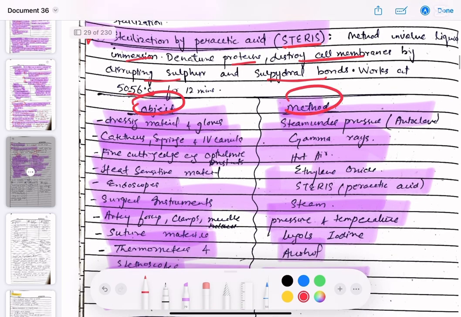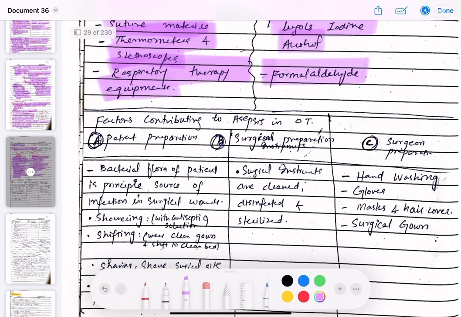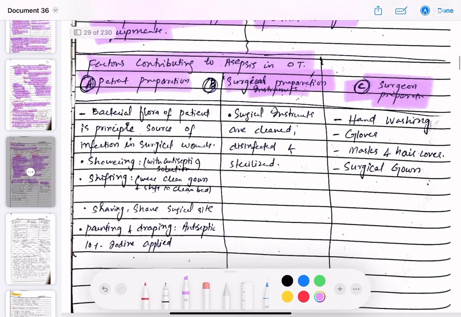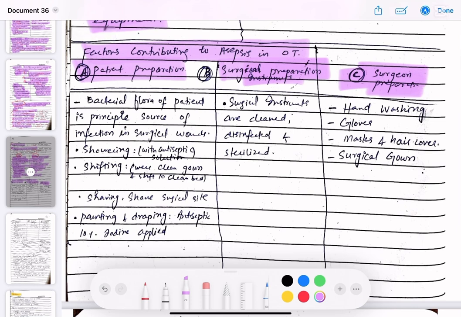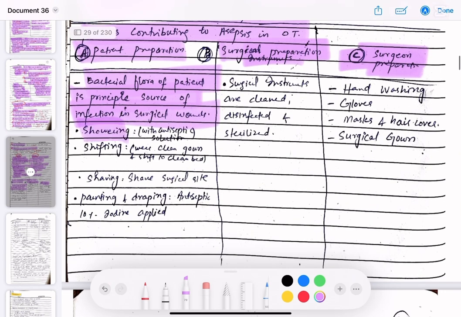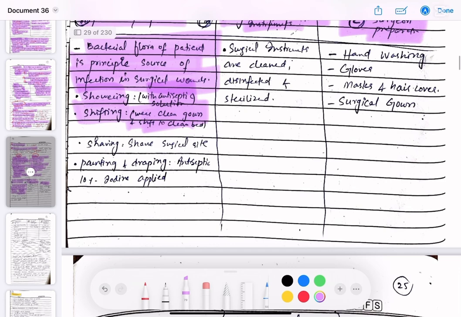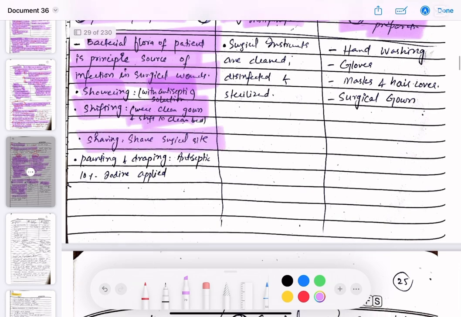Now the factors that contribute to asepsis in the OT are patient preparation, surgical preparation, instruments, and surgeon preparation. Okay, so first of all you have to prepare the patient. The bacterial flora of the patient is the principal source of infection in surgical wounds. So shower with antiseptic solution, wear a clean gown and shift to a clean bed, shave the surgical site, and for painting and draping, antiseptic 10% iodine is applied.